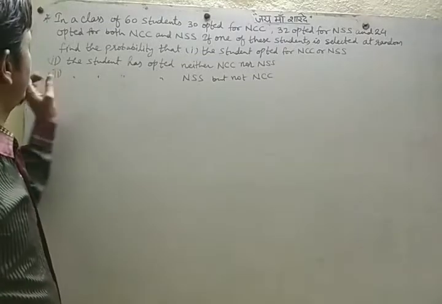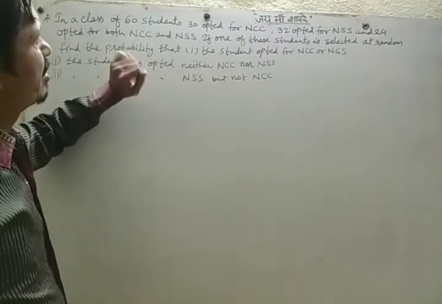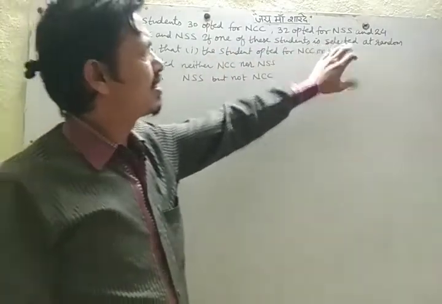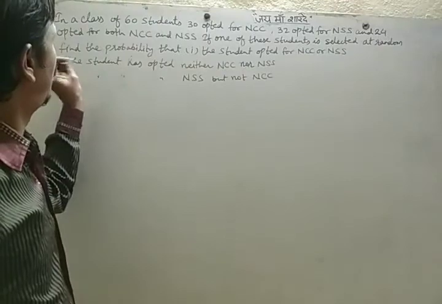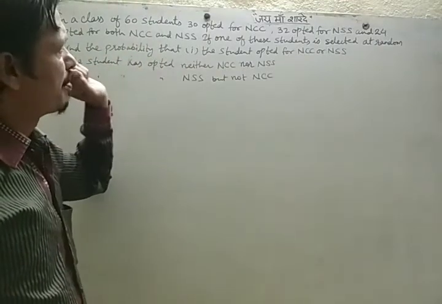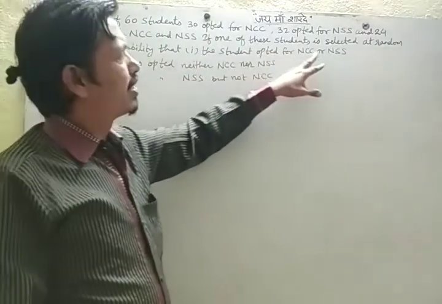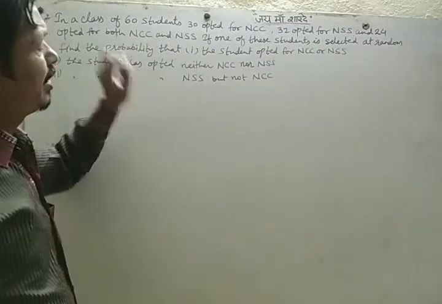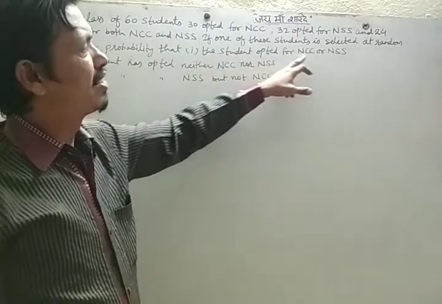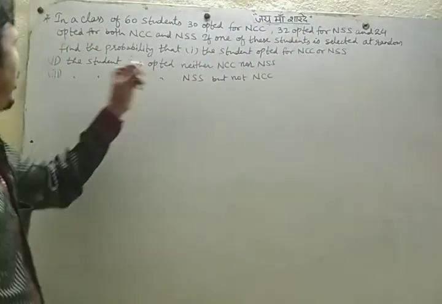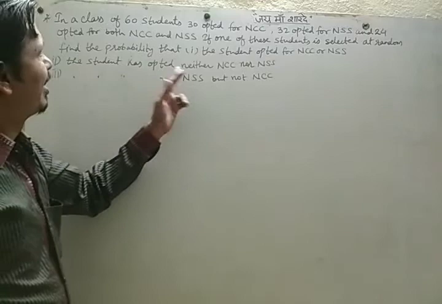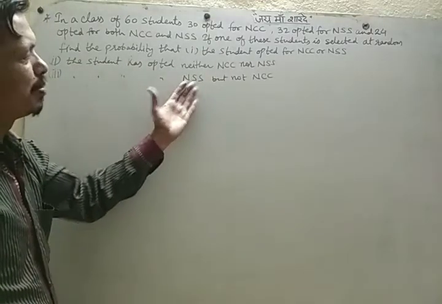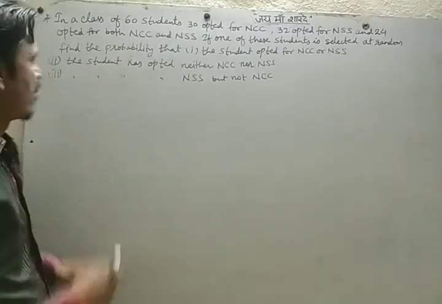Now the question is, in a class of 60 students, 30 opted for NCC, 32 opted for NSS, and 24 opted for both NCC and NSS. If one of these students is selected at random, we have to find the probability that the student opted for NCC or NSS. The second part is the student has opted neither NCC nor NSS. And the third part is the student has opted NSS but not NCC.